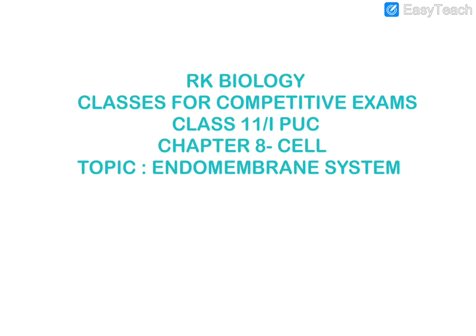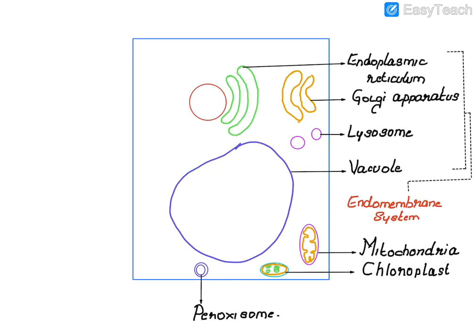Dear students, in this video I'll be discussing the concept of endomembrane system that comes in chapter 8, Cell, in class 11. The endomembrane system is a system in which the functions of different cell organelles are coordinated. The cell organelles that are coordinated are the endoplasmic reticulum, the Golgi complex, the lysosome, as well as the vacuole.